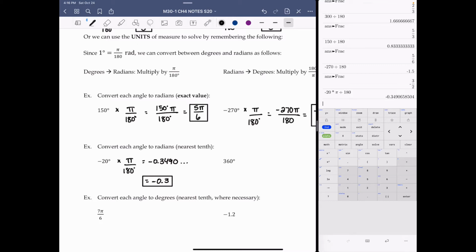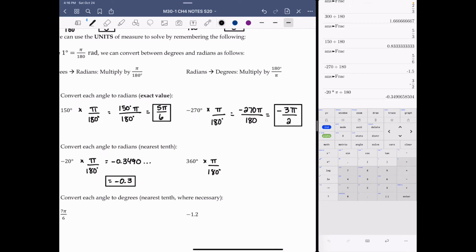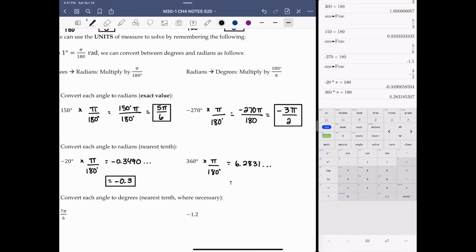360 degrees to radians, multiply by pi over 180 degrees. This time we're rounding, so we are actually putting in 360 times pi divided by 180. 6.2831 dot dot dot. Round to the nearest tenth, we get 6.3 radians.